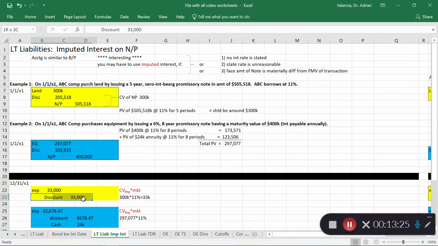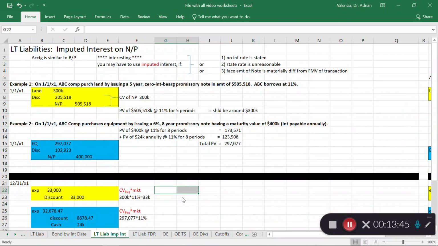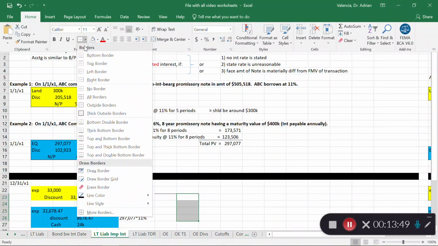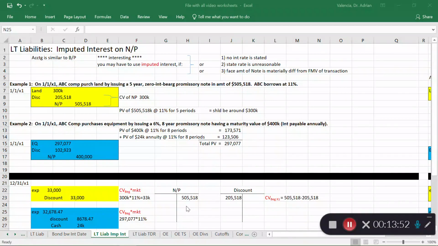You reduce the discount, and by reducing the discount, the carrying value of that note goes up for the next period. Let me repeat that, because I think sometimes students get mixed up with that. Let me do a couple quick little T accounts right here. All right, so here it is.